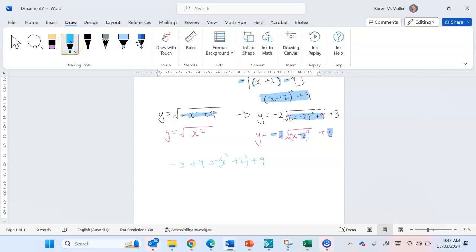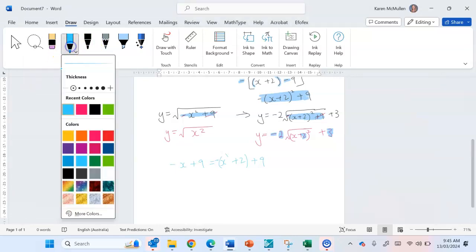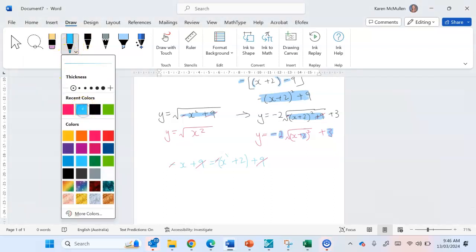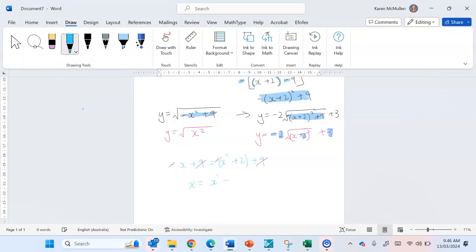Okay, so now we rearrange. If I take away 9 from both sides, you can see how they go. So take away 9 from both sides. Then divide both sides by a negative, so that negative and that negative goes. And then we're just left with x equals x dash plus 2. And then take away 2 from both sides. There's your transformation, or one transformation.